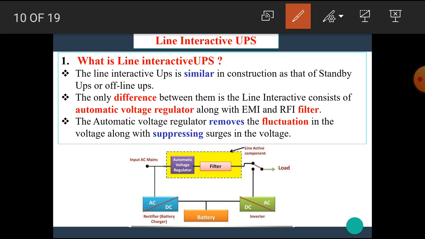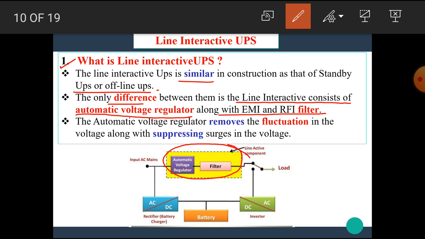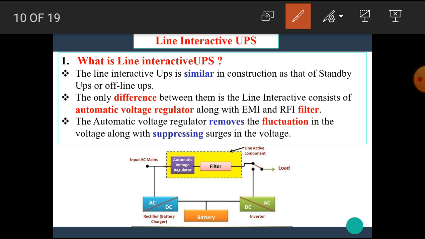Now, let's see the next type of UPS, known as the line interactive UPS. The line interactive UPS is similar in construction to the standard or standby or offline UPS. The only difference between them is that the line interactive consists of an automatic voltage regulator along with an EMI and RFI filter. That means this is the additional part in the line interactive UPS. The automatic voltage regulator removes the fluctuations in the voltage along with suppressing surges in the voltage.